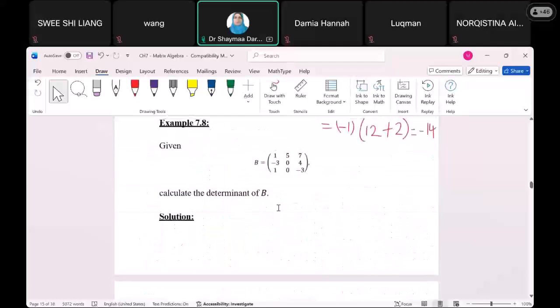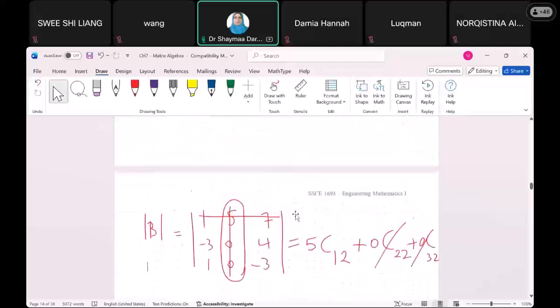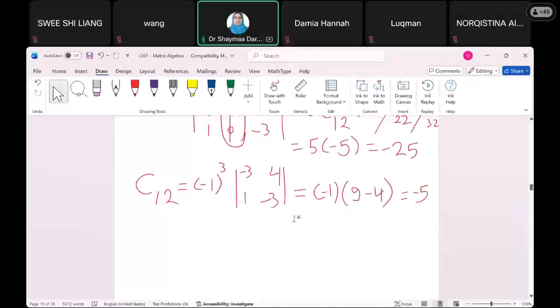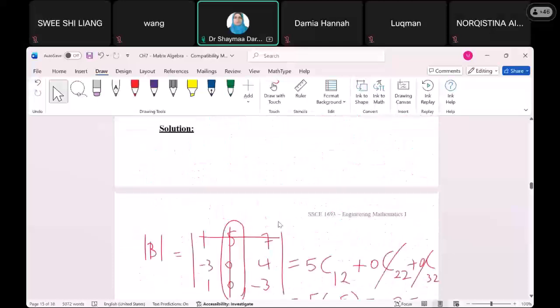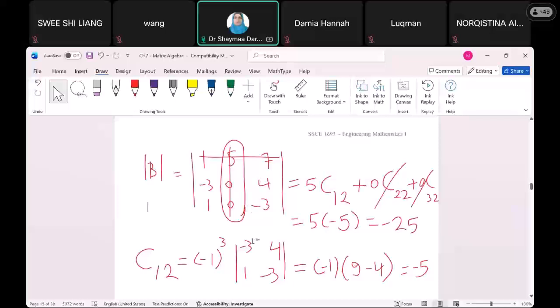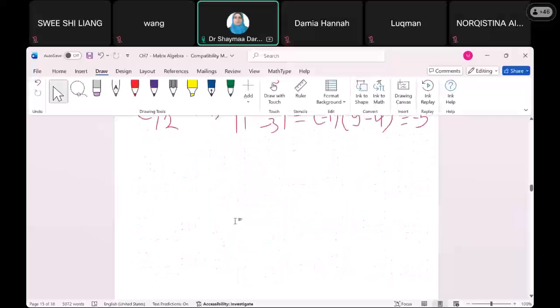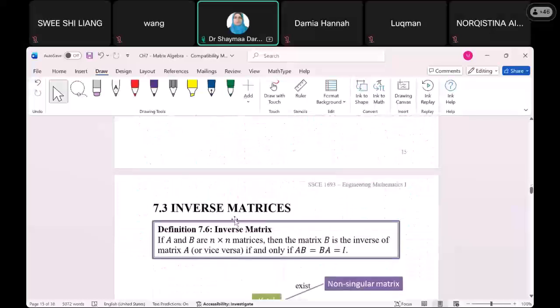Also for this method, you can try the first method. Also the answer should be minus 25. You can choose any other row or any other column. The final answer should be minus 25.